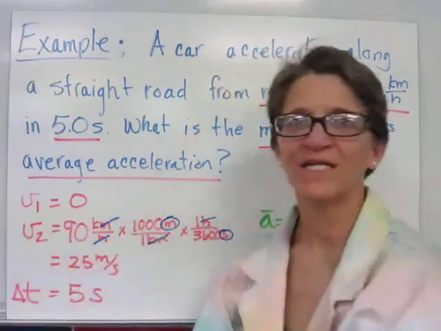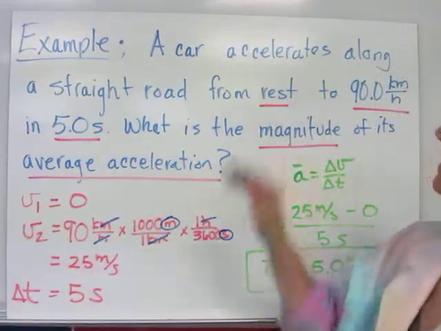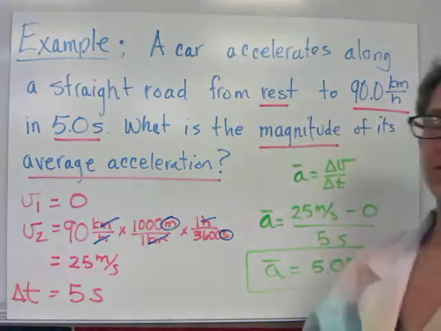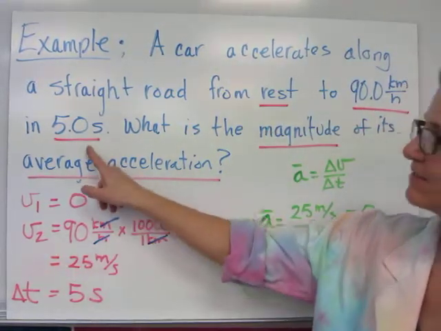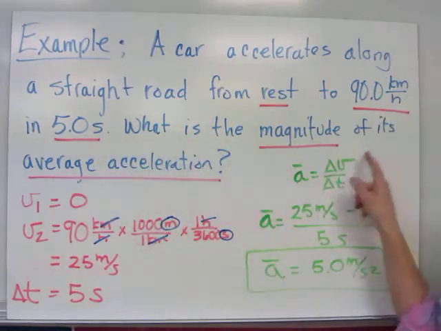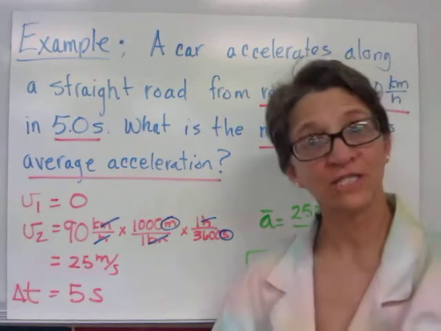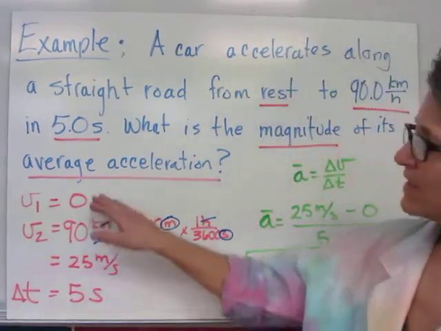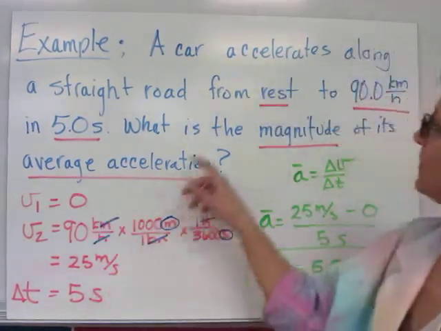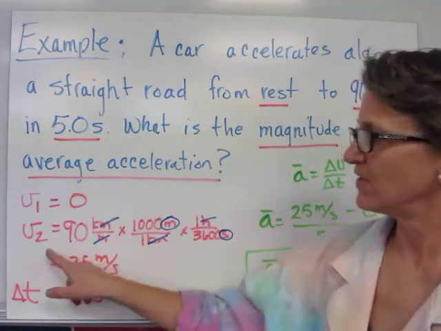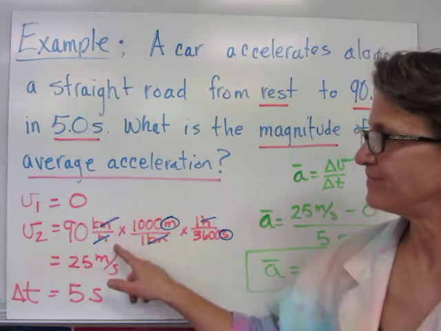So let's work an example. A car accelerates along a straight road from rest to 90 kilometers per hour in 5 seconds. What is the magnitude of its average acceleration? Remember, magnitude is just how big. Let's list everything we know. We know it's at rest, so V1 is 0. V2 is 90 kilometers per hour.